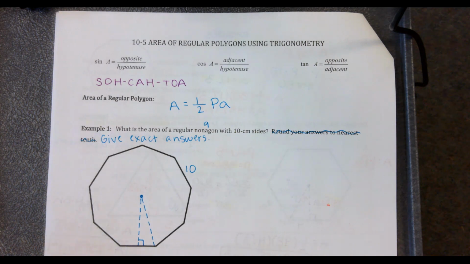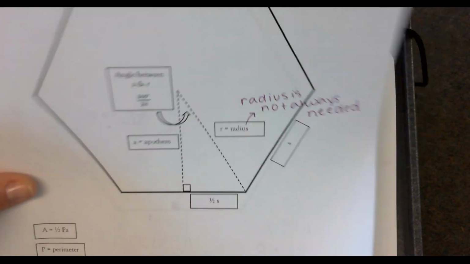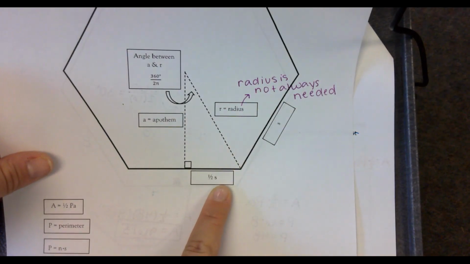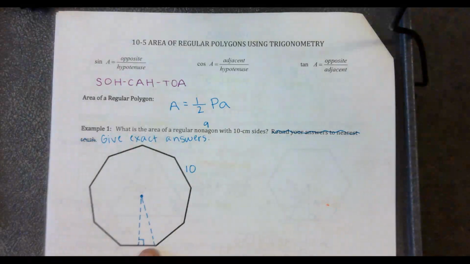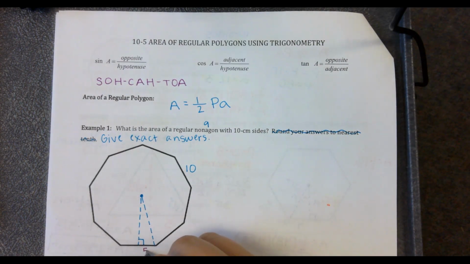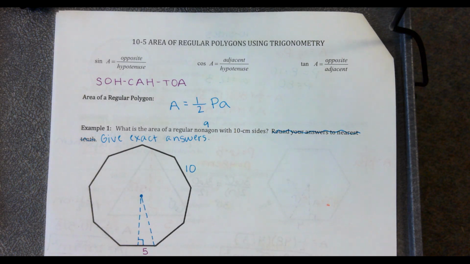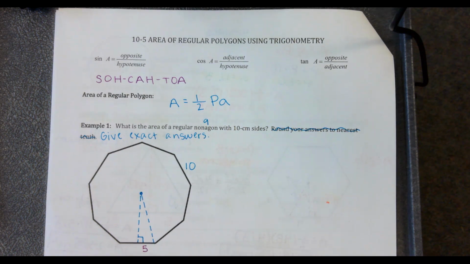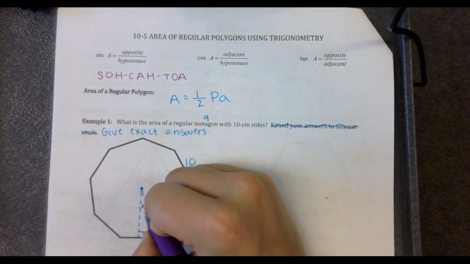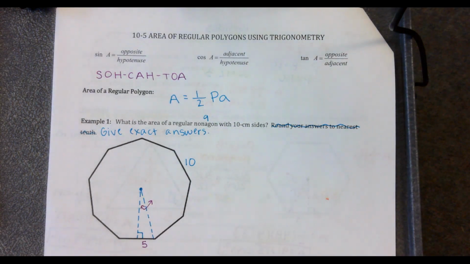So if each side is 10, remember that the base of our triangle is always half the side. So what would the base of this triangle be? 5. Okay. Now, you have to remember, we cannot use our 30, 60, 90, or 45, 45 rules until we know the angle. Okay, so after I find the side, I'm going to find my angle.